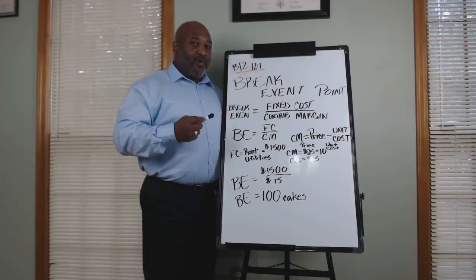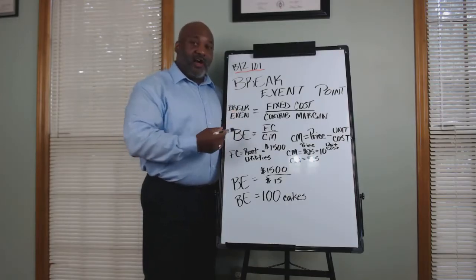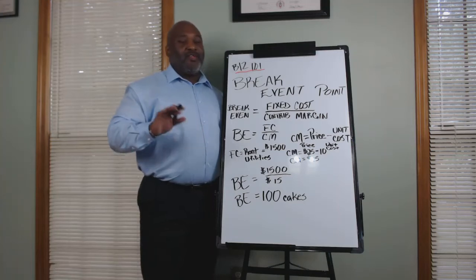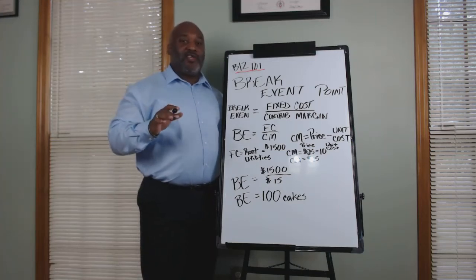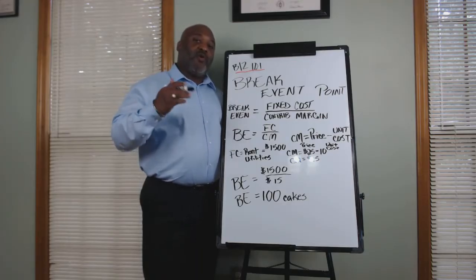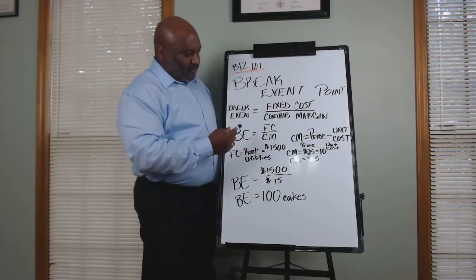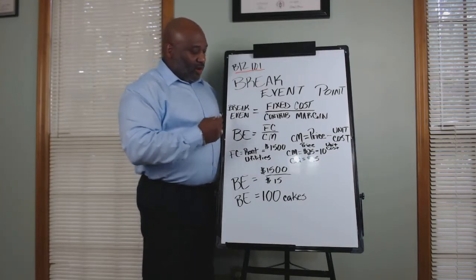We look at the definition of break-even point. We look at it being break-even equals fixed cost divided by contribution margin. Now listen, I'm not going to be throwing all these crazy terms at you to confuse you. I'm going to explain it to you and also give you an opportunity to get more information from me later on after the video. Okay, when you look at fixed costs, what are your fixed costs?